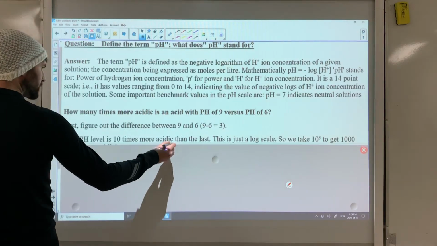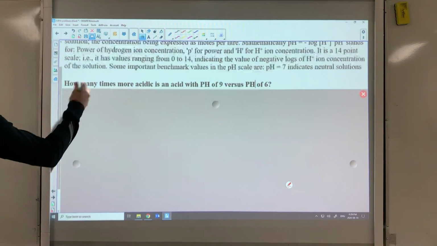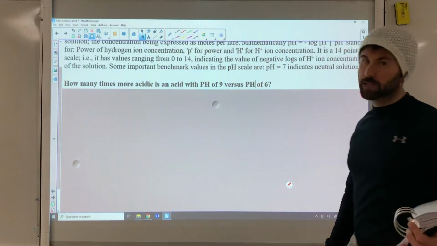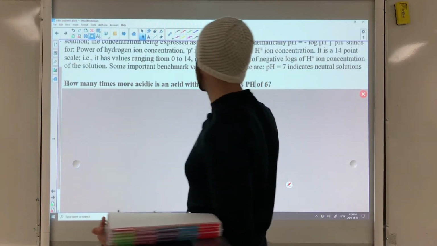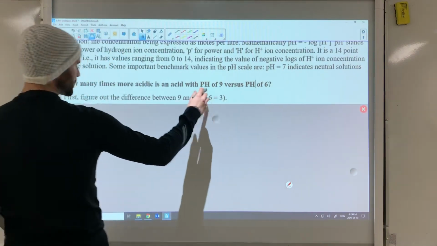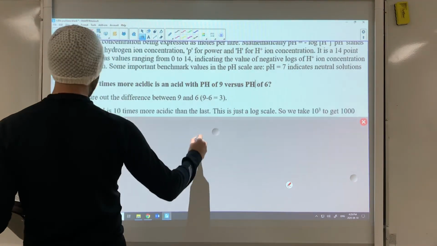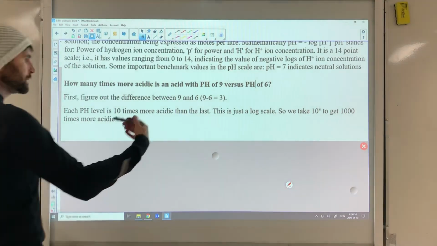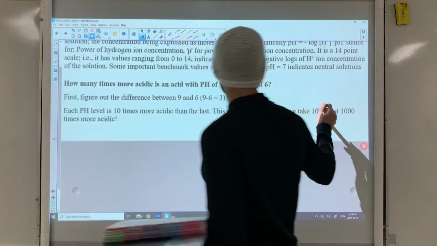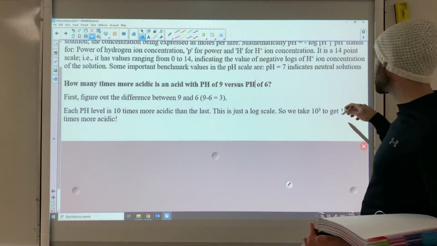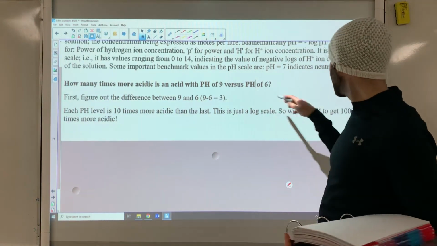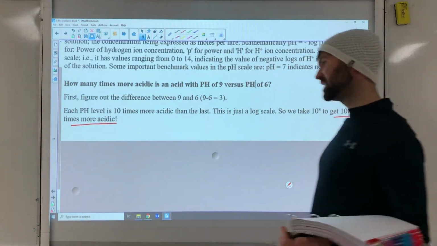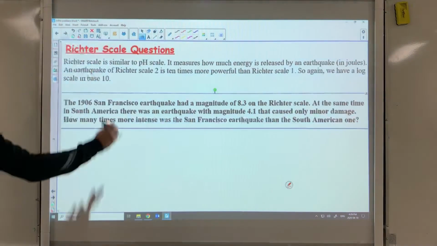What this means for us is sometimes on the exam you get questions like, how many times more acidic is an acid with a pH of 9 versus a pH of 6? Well, it's just a log scale of 10. First you figure out the difference between 9 and 6, which is 3, and each pH level is 10 times more acidic. So you simply take 10 raised to the power of 3, and you figure out that a pH of 9 is 1,000 times more acidic than a pH of 6. Every once in a while you get one of those in the exam.